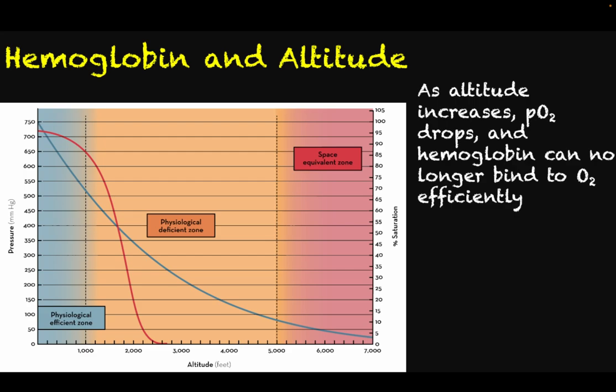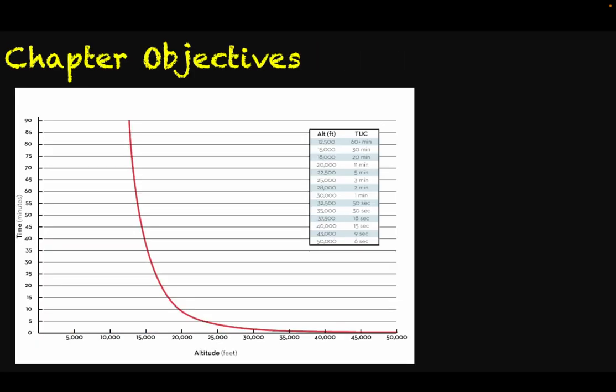When altitude increases, this is almost like greasing the hands of hemoglobin so that it can no longer hang on to oxygen anymore. So what we saw before is that as you gain in altitude and you get into that physiological deficient zone, it's not just an issue of oxygen availability, it's also an issue of being able to bind to and carry oxygen within the blood.